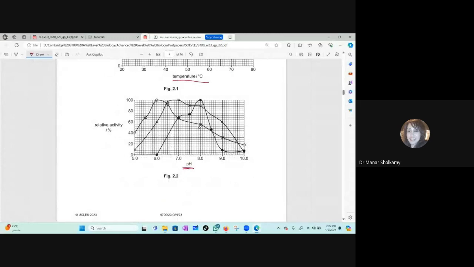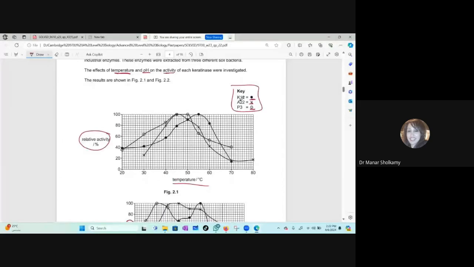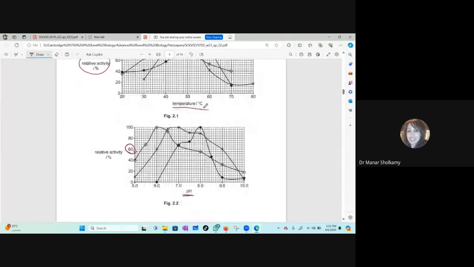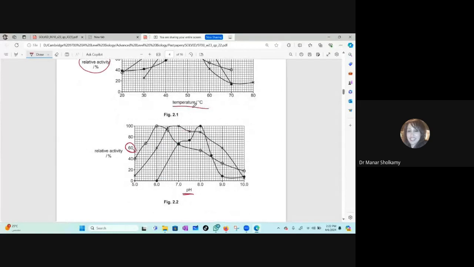I have to be very careful in these questions and read them carefully. I'll go to the pH graph. I'm going to go to the relative activity of 60, and I want K12, which is the solid circle. I'm going to go along this graph and look at the pH range. The pH range is from here to here. Do you understand how I got it? This is 60, so I'll take the pH range from here to here.